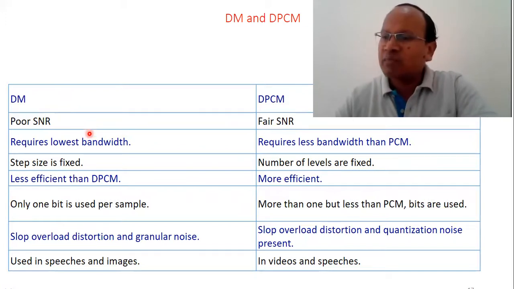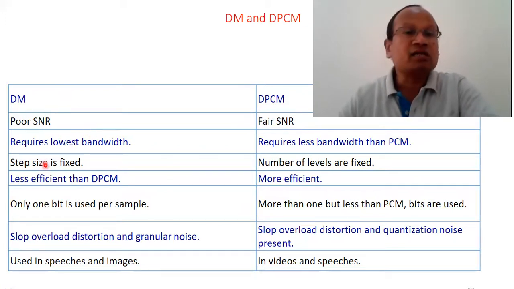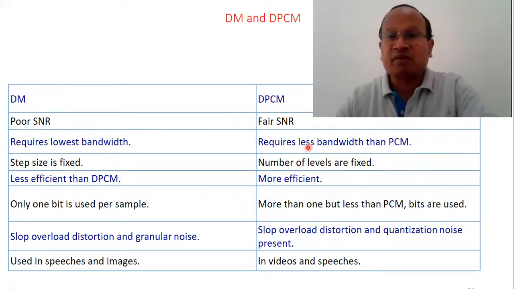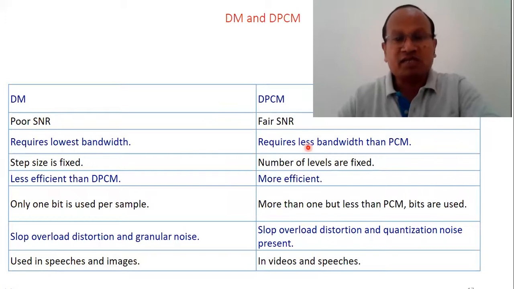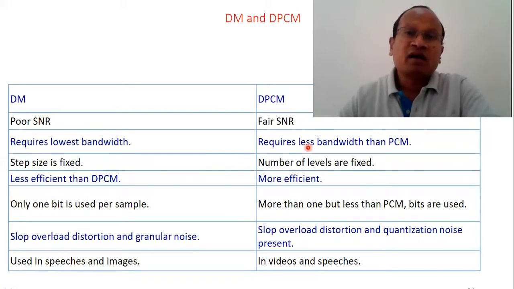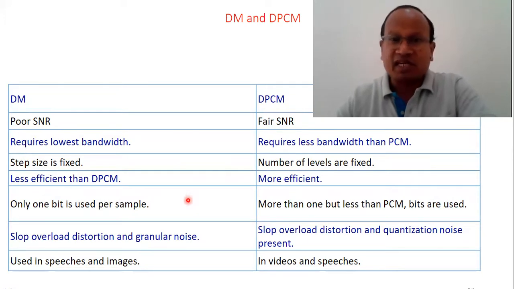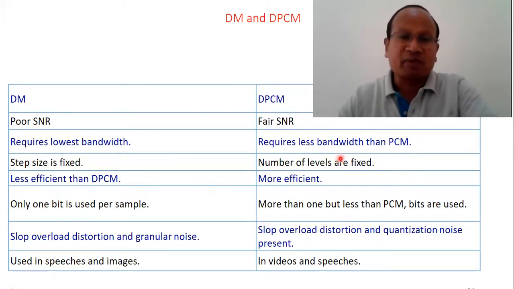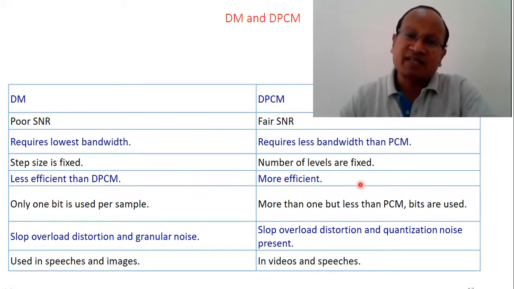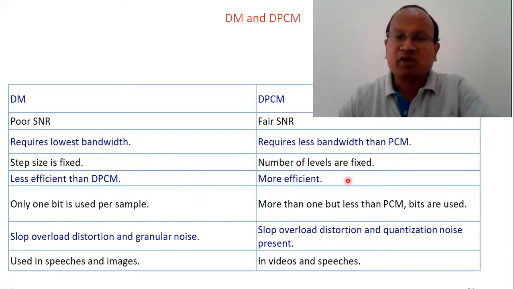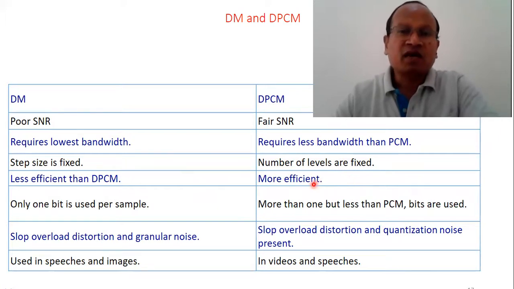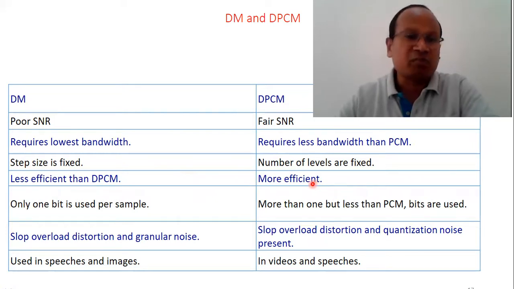Delta modulation requires the lowest bandwidth, whereas in DPCM the bandwidth required is lesser than PCM but more than delta modulation. Step size is fixed in delta modulation. In DPCM the number of levels are fixed. DPCM is more efficient than delta modulation, and a very efficient method is PCM.